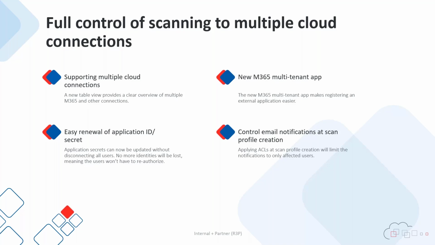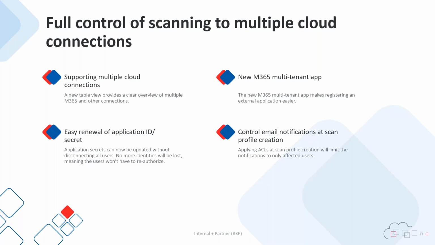Now, easy renewal of application ID secret. As we know, we need these two pieces of information to make the connection to uniFLOW Online. These now can be updated without disconnecting the user, which is a great enhancement. This means no identities are lost and users won't have to authorize. I think that is a big thumbs up for that particular enhancement.